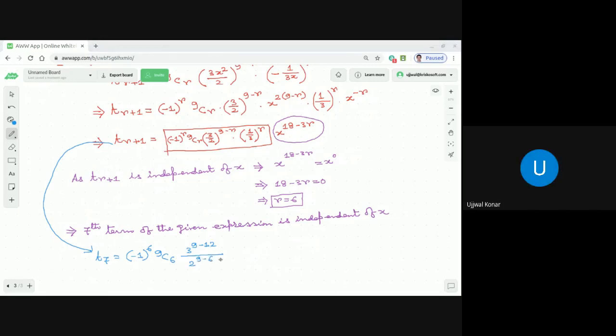Correct? And if you simplify further, I am not going to show all the simplification steps. If you simplify, you will get 7 by 18. After this class, your task will be to simplify this and you will get 7 by 18. If you do not get it, let me know.